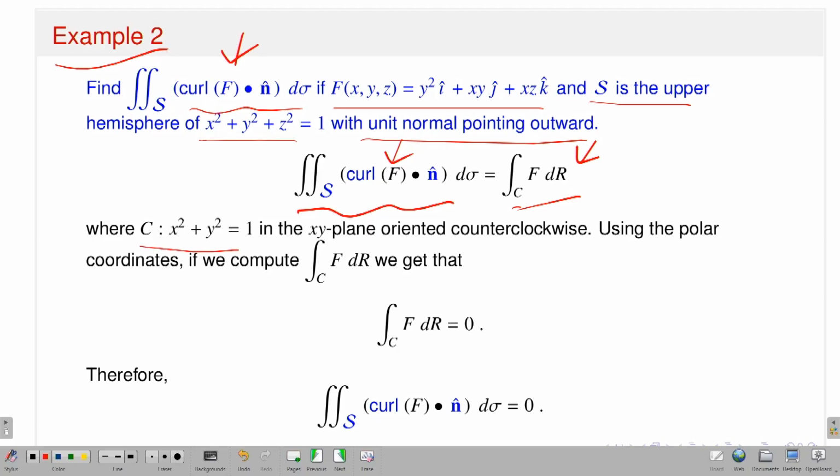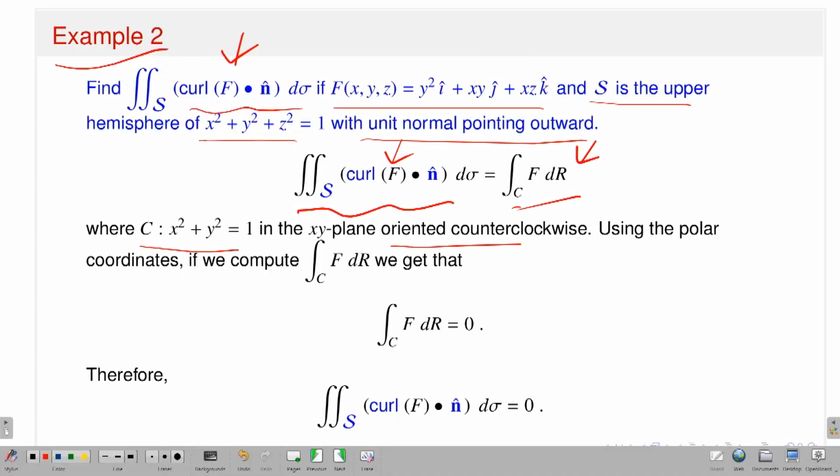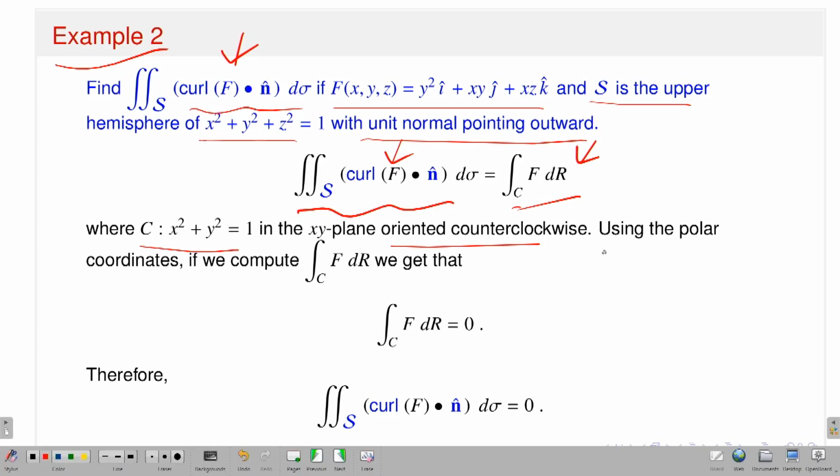So where C is x square plus y square is equal to 1, that means if I put z equal to 0, and see the projection in the xy plane, it is x square plus y square is equal to 1 in the xy plane. Again, I am talking about my upper hemisphere with the normal pointing outward, and it will induce a positive orientation in the boundary. That means if I move along the counterclockwise direction, my surface is on the left hand side, so this is the corresponding positive orientation in the boundary. Then you can easily calculate the line integral.